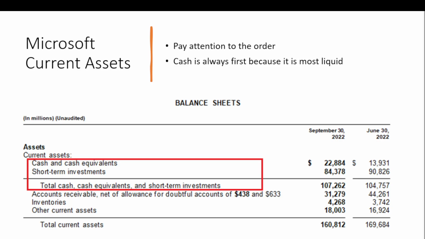Now notice that they have this other line item called short-term investments. And when they add these two together, they do this little subtotal right here that says total cash, cash equivalents, and short-term investments. The reason why they do that is because these three items are going to be the most liquid and will likely be used if they need to pay off any short-term debt obligations. So these three are the most liquid.